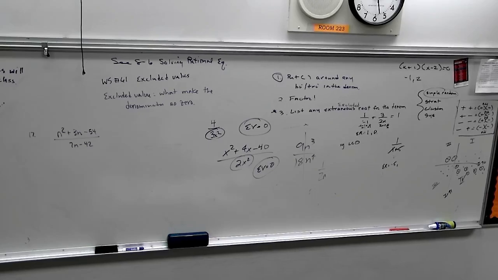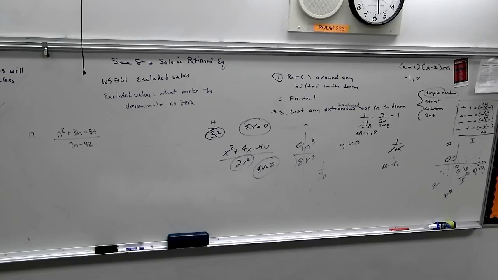Is anybody on number 17 yet? Well, I'm there. You're probably working ahead though. 17 is identical to what we did yesterday, just factor and cancel. But just tell me your excluded value before you cancel.